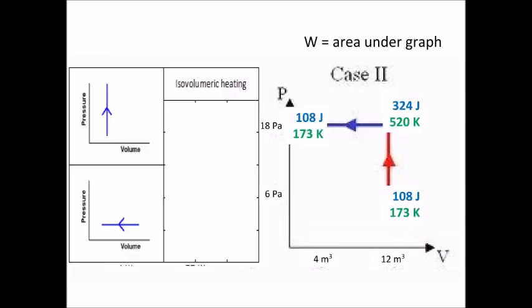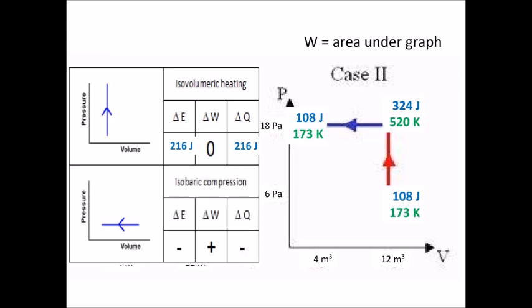In case 2, we'll start again with the isovolumeric heating, and again we know that delta W is 0. What's delta E for isovolumeric heating here? Well, with the power of subtraction, we can find that the value there is 216 joules. That's delta E, that's delta Q, that's the amount of heat energy you have to pump into the system in order to get it to that intermediate state.